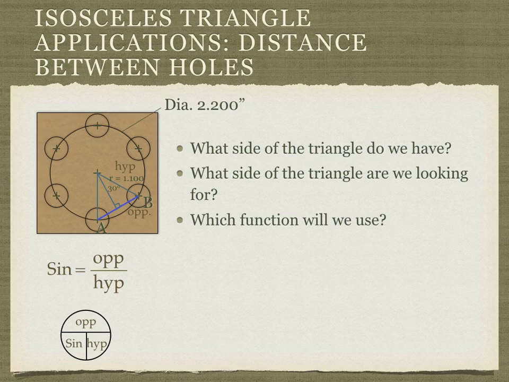Using our bubble diagram, we're looking for the opposite, so we cover it. That tells us we multiply the sine times the hypotenuse to find out what the opposite is. Plugging in the numbers, the sine of 30 degrees is 0.5. The hypotenuse is 1.1. We multiply and we get 0.550. That's the opposite. But the opposite is only half the distance from A to B, so we have to multiply that by 2. When we do that, we find that the distance from A to B is 1.1 inches.